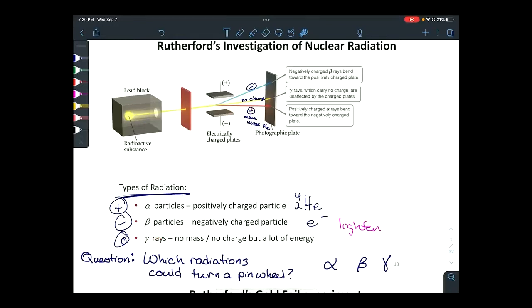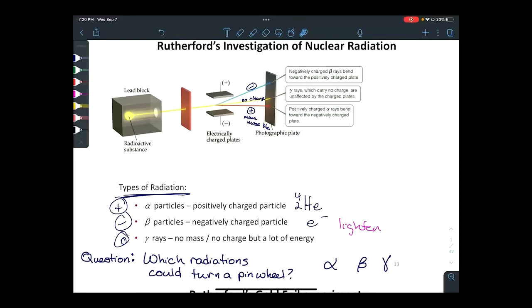Gamma rays have no mass, no charge. We know the gamma ray has no charge because it goes unaffected through the electric field. But does that experiment say anything about the mass of a gamma ray? No, because it's not responding at all. We can't compare the mass of the gamma ray to anything else. So we would need another experiment, and that would be a pinwheel. If I shot a gamma ray at this pinwheel, would it move? No, because a gamma ray has no mass.